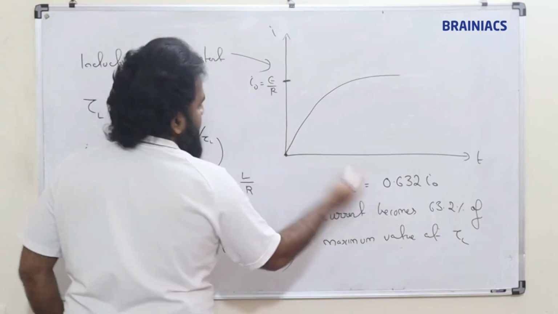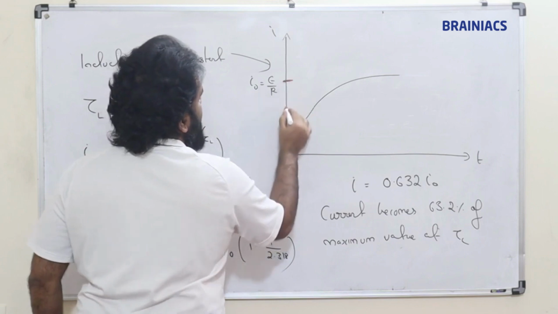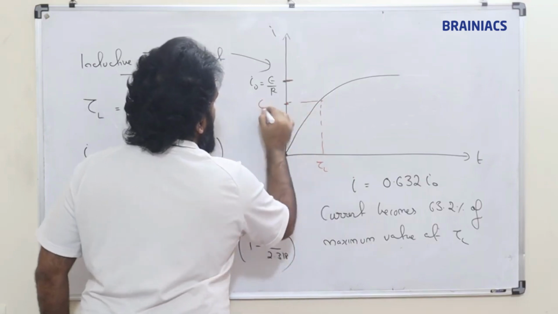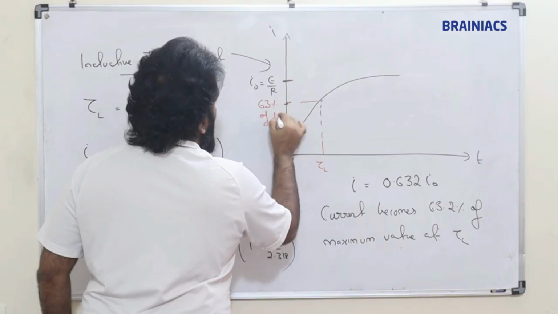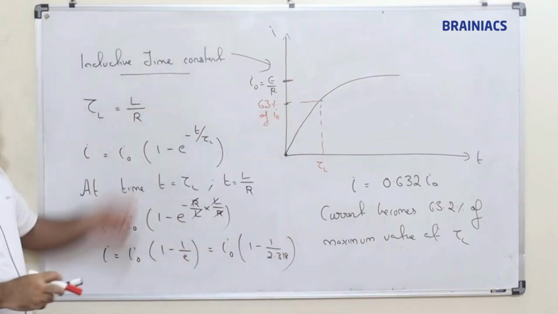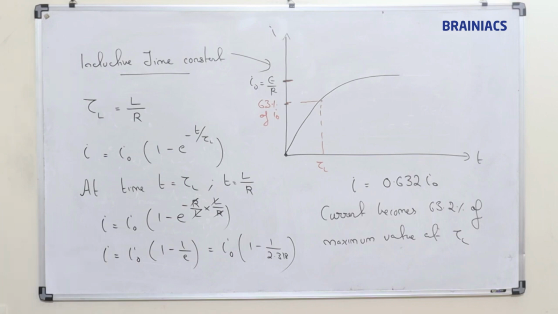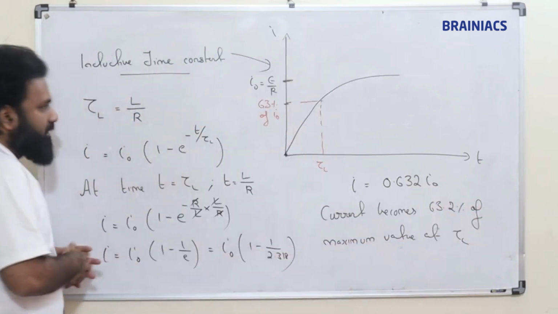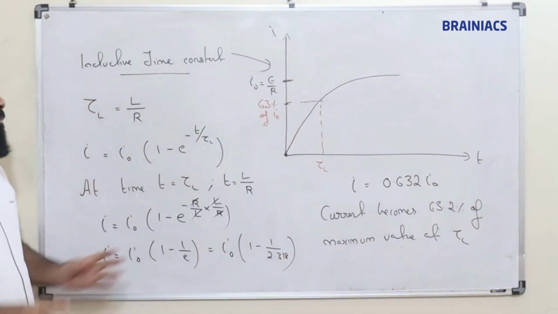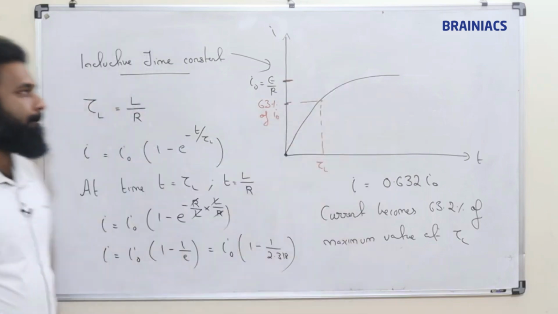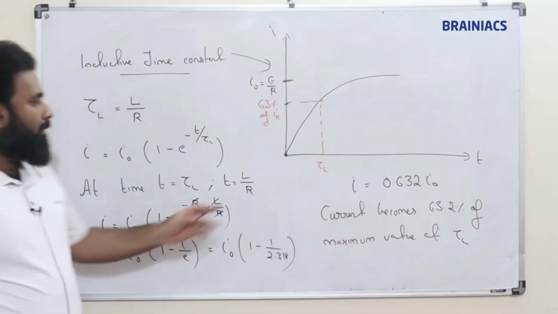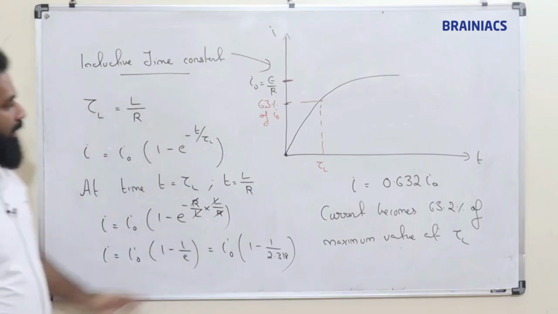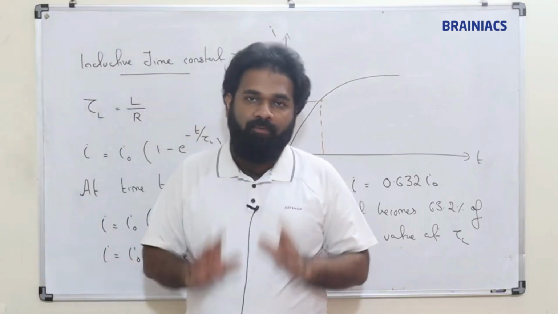So tau L, or the inductive time constant, is that time at which the current will become almost 63% of the maximum. Suppose this is 100%, somewhere like this; here this is tau L, and here the current becomes 63% of I naught. That we must understand. Clear? So this is exponential growth. Students, please pause the screen and note it all down. So this is about growth of current in the inductor.